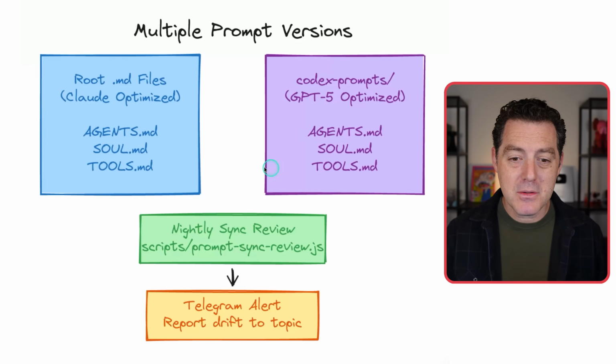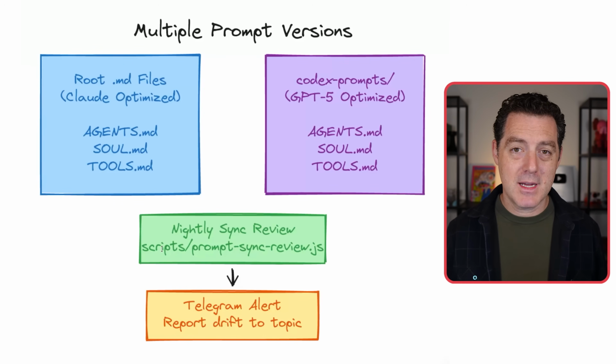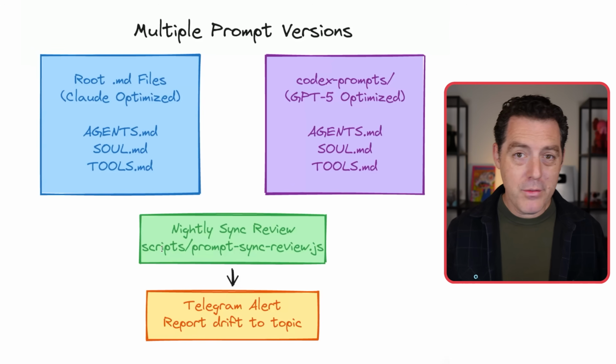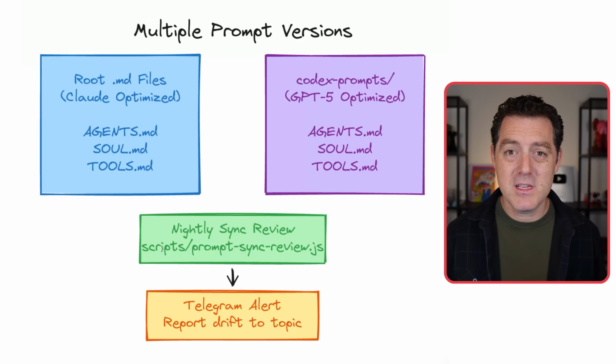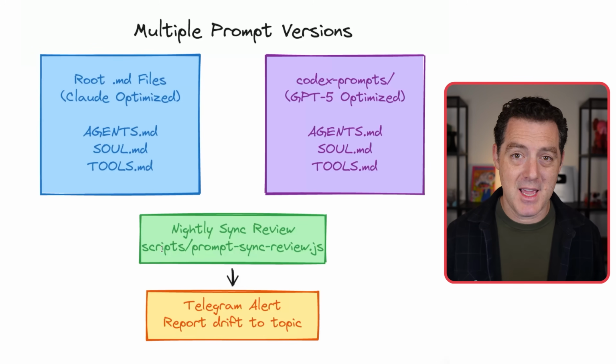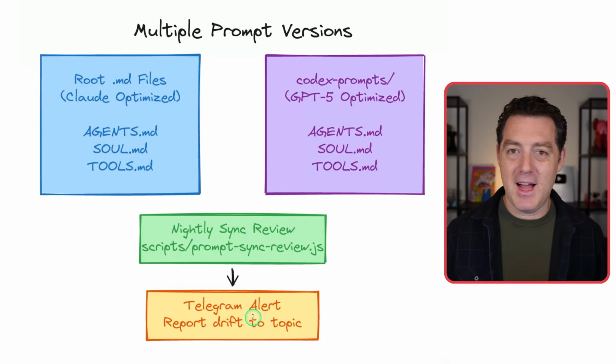And every single night, I have a nightly sync review, and it goes through all of the markdowns. It looks at both of the prompting best practices and makes sure not only that each of them independently are using the best practices, but that they are not seeing drift, that they don't say different things. The core information in all of these markdown files stays the same. And if there is drift, I get a Telegram alert in the morning, and all I have to do is say, fix it. And it does. And that is how it all stays in sync.